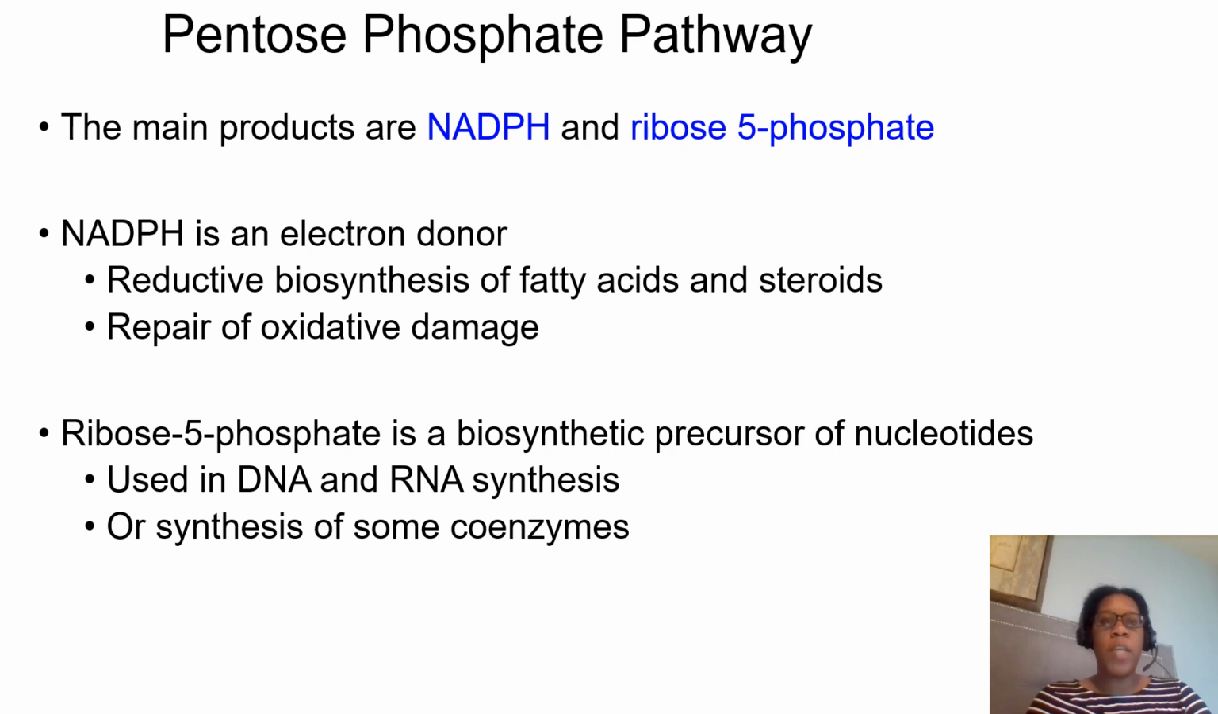Other important notes about the pentose phosphate pathway are that the main products are NADPH, so we created a molecule with energetic potential, and ribose 5-phosphate. NADPH is an electron donor, used in reductive biosynthesis of fatty acids and steroids. It's used for repair of oxidative damage. And ribose 5-phosphate is a biosynthetic precursor of nucleotides. So we need that to attach to our nitrogenous bases so that we can make RNA and DNA, or for the synthesis of some of our coenzymes.